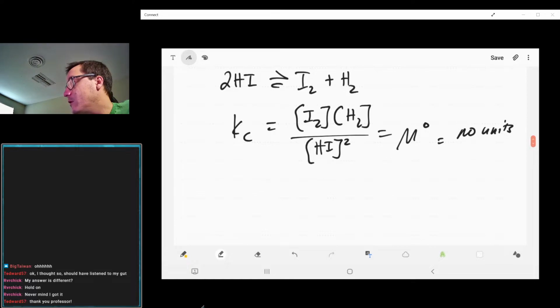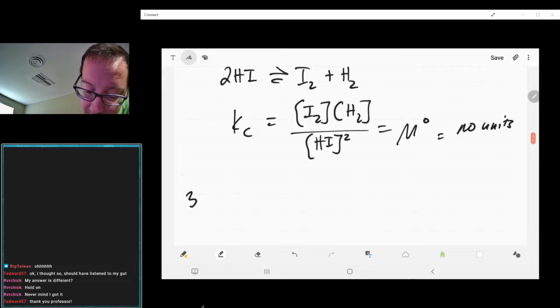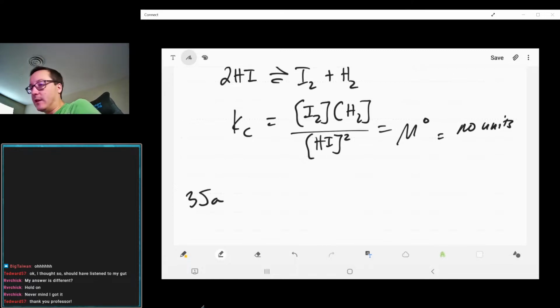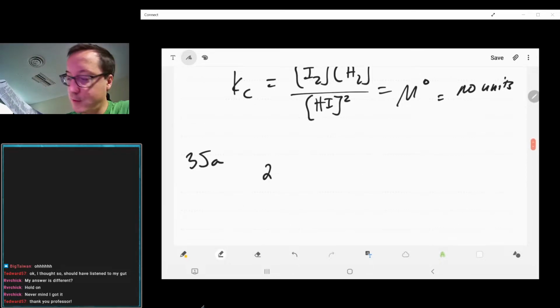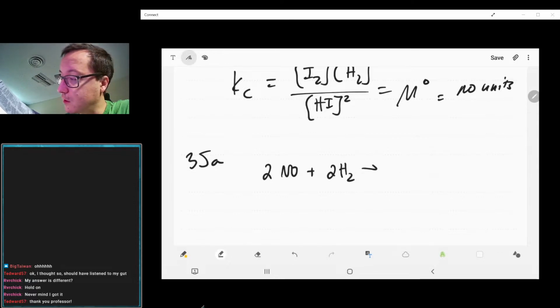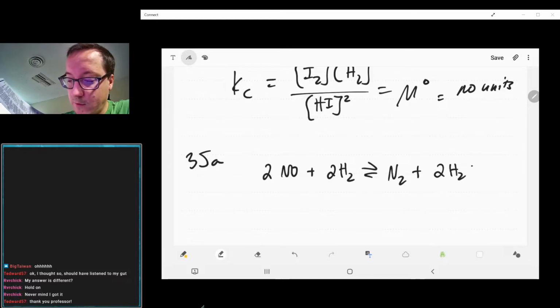All right, so 35 part A. Okay, we can do that one. Let's have a look. Where is my book? Actually, I have this printed out. 35. Okay. Alrighty, let's see here. So I've got the homework here. Let's just write our equation first. We have 2 nitric oxide plus 2 hydrogen turns into N2 plus 2H2O. All of these are gaseous.